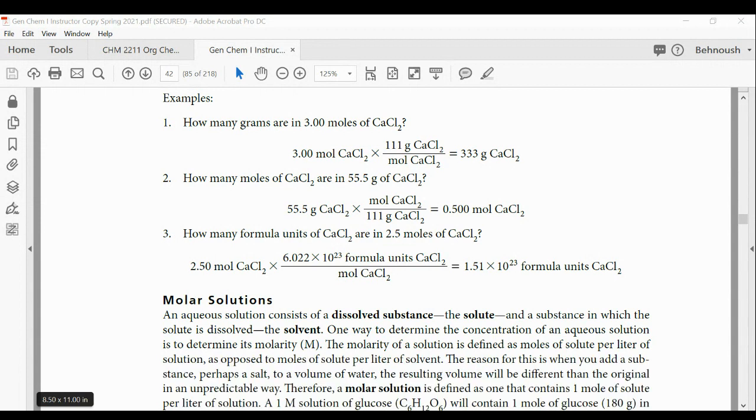Molecules or formula units. So from moles, you can change to particles. If you have the number of moles of an element, you can find the number of atoms, because the atom is the smallest unit for elements. If you have the number of moles for a molecular compound, then you can find the number of molecules. If you have the number of moles for an ionic compound, you can find the formula units.